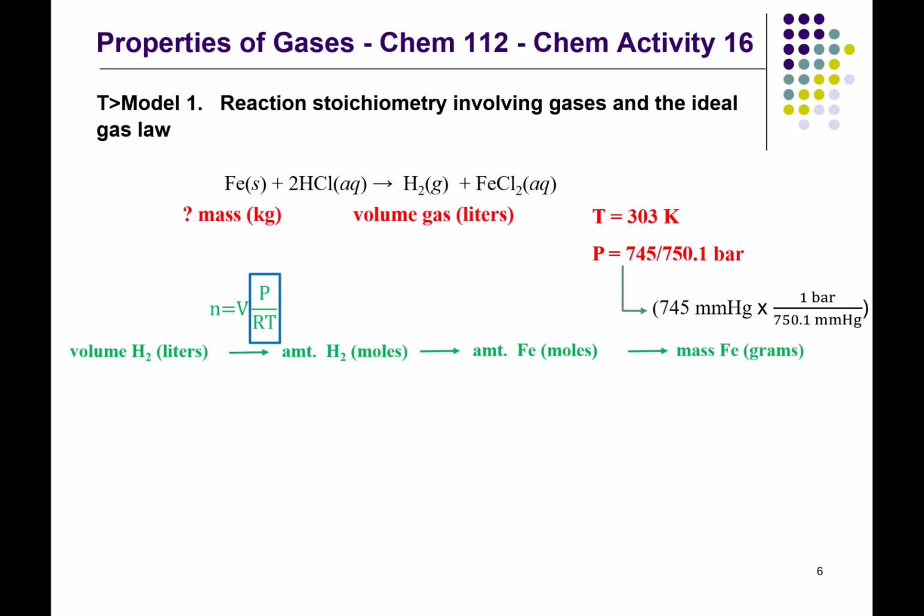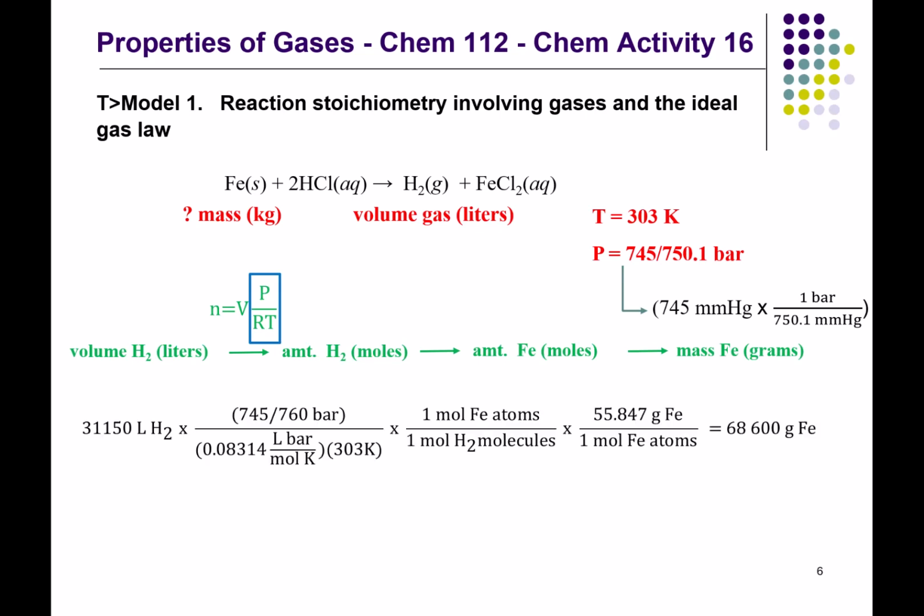So here is the actual working. Of course, the volume of hydrogen gas multiplied by the modified ideal gas law equation, multiplied by the stoichiometric coefficients in the balanced equation. Of course, this is very simple, 1 to 1, and then multiplied by the molar mass for iron. So we end up with 68,600 grams, and this is in part why you were asked to calculate in kilograms. So now we convert to kilograms by dividing by 1,000.